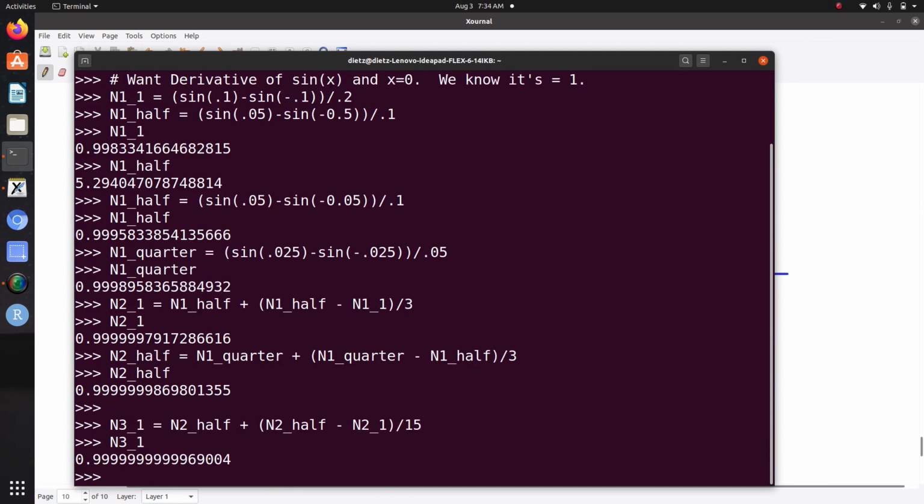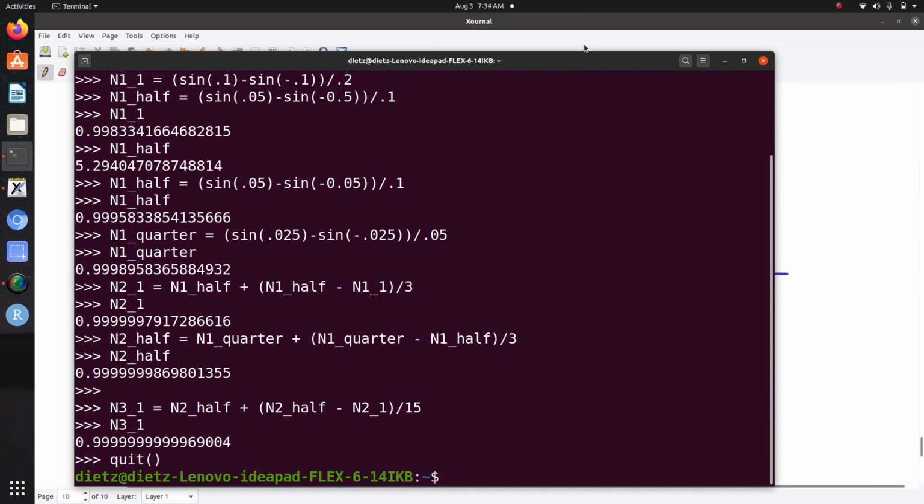Okay, and there we see it's very, very close to 1, and we only started off with sine of 0.1, sine of negative 0.1, sine of 0.05, sine of negative 0.05, sine of 0.025, and sine of negative 0.025. Okay, and so that would be how you manage that. Okay, hopefully that made sense to you. If not, rewind the video and watch again. What you want to do, if this is confusing, is type it out yourself as I type it out and see how each piece fits together.